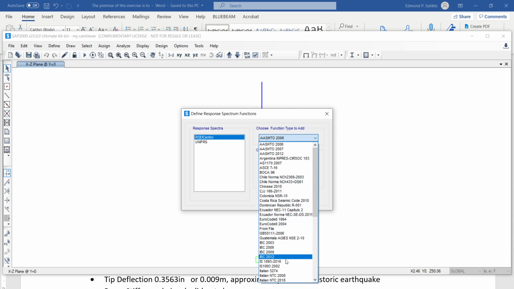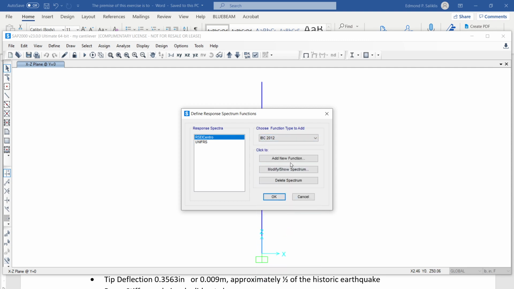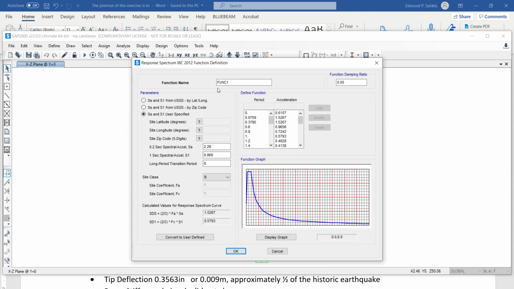I saw Eurocode in here, 2004, but let's use IBC 2012, add new function, and then here you could put in your zip code, by zip code. El Centro happens to be, I forgot what the zip code is at El Centro, but you could do it for San Luis Obispo, whatever. And then you could change the soil profile. So that's how you do that. And then you save that. But notice this is acceleration in g's. And you could see it's pretty high here.